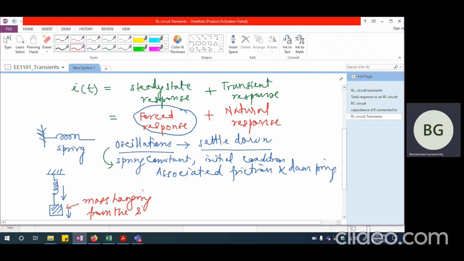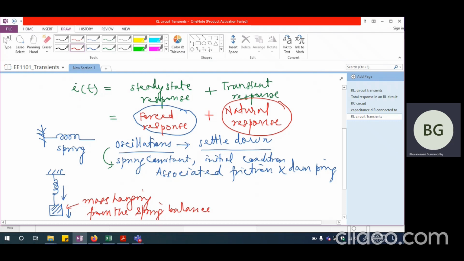Before it reaches the elongated position, it would have gone through several oscillations. Those depend very clearly on the natural response, or the transient response, of the system, which depends upon the inherent parameters of the spring itself and the initial condition as well.